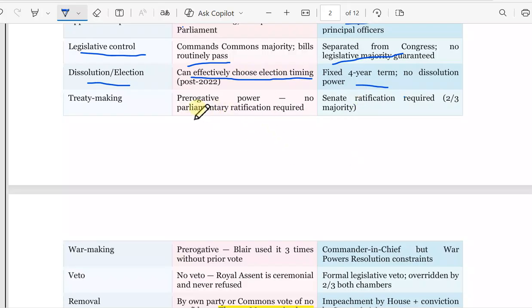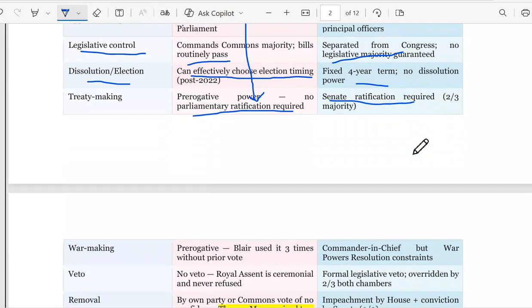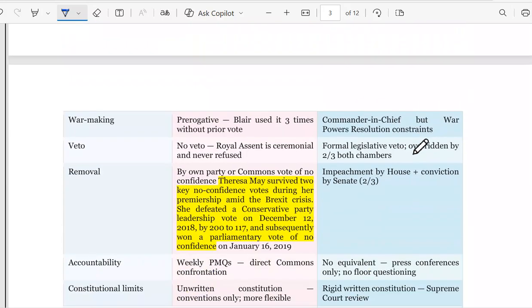Okay, so the Prime Minister of the UK requires parliamentary ratification. The Parliament has to give its consent, and after that the Prime Minister will ratify. The case is that of Brexit. And at the same time, the US also requires Senate ratification by a two-thirds majority.